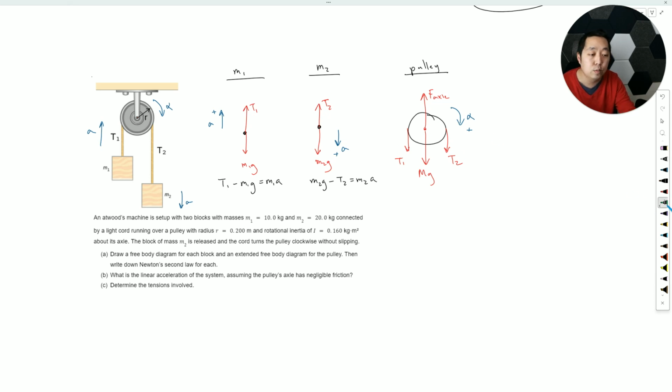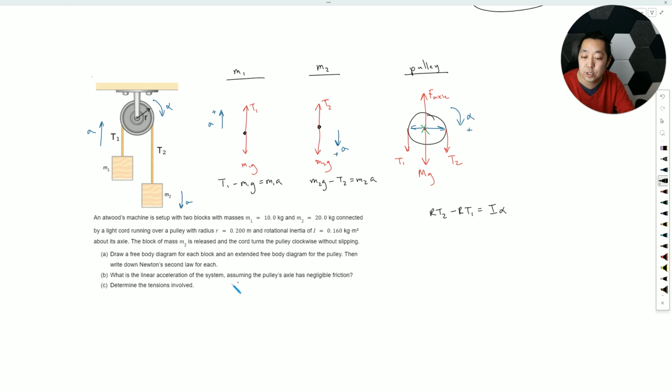And for this one, we have to identify our axis of rotation if we're going to use the net torque. Neither the axle nor the MG exert any torque, but we have T1 and T2. If you think about the R vector here, we would say R times T2 minus R times T1 is equal to I alpha. Why? Because this is a clockwise torque, so it's positive, because I said clockwise is positive. This is a counterclockwise torque because it would cause the pulley to rotate counterclockwise, right? And so that's a negative torque, and that equals I alpha. So those are our equations here.